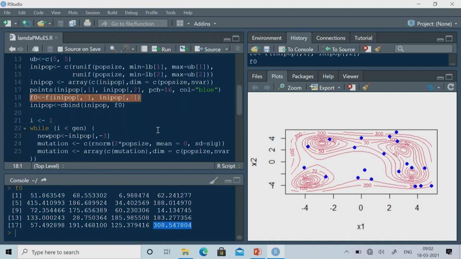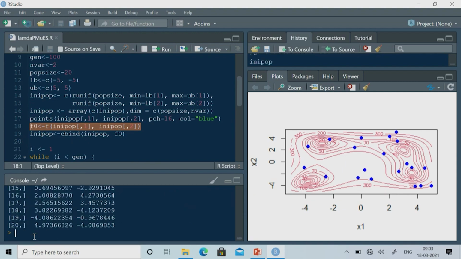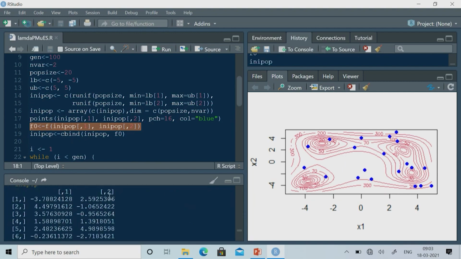Okay. Now what I am doing is putting this function value in the third column of the initial population. If you look at the initial population, it has two columns, x 1 and x 2, and I would like to make another column where I keep the function value. I can use cbind to add another column, and this column will contain f naught. You can see that.